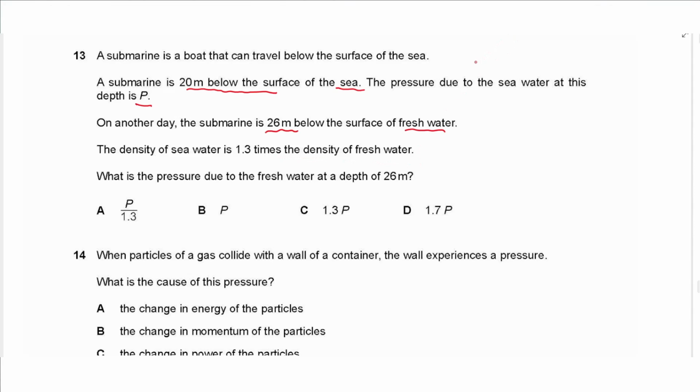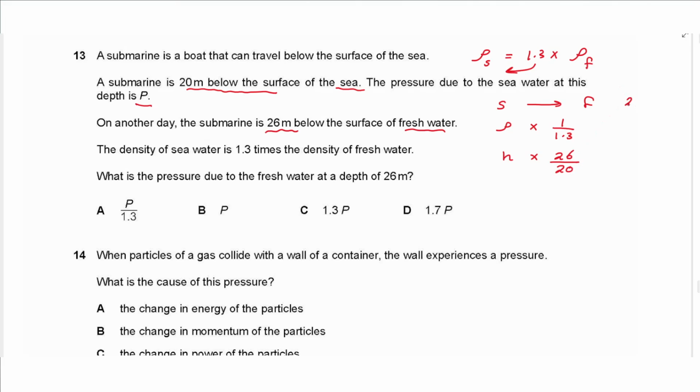So we can convert this into a mathematical formula. The density of seawater is equal to 1.3 times the density of fresh water. What is the pressure due to the fresh water at a depth of 26 meters? So going from seawater to fresh water, the density is multiplied by 1 over 1.3. So we divided by 1.3 in the above equation. And the depth goes from 20 to 26. That means that the depth is multiplied by 26, then divided by 20 to remove the 20.